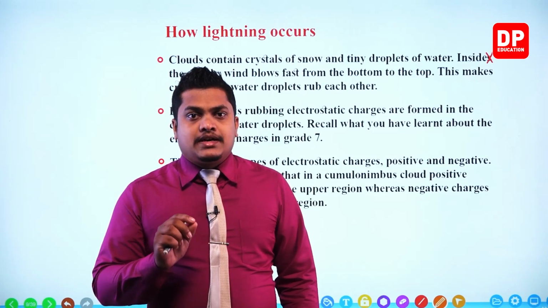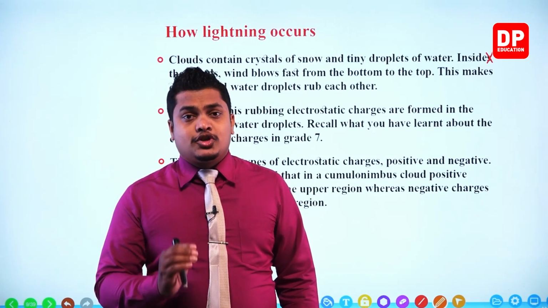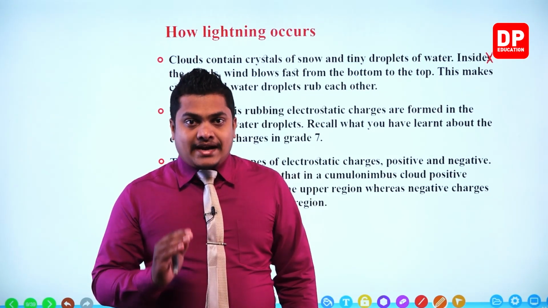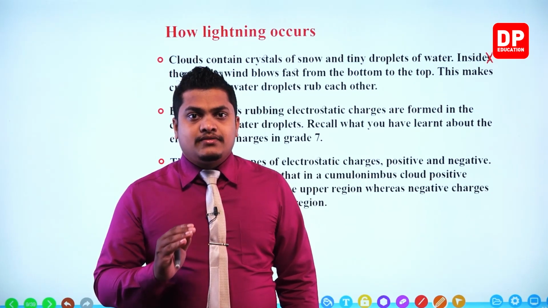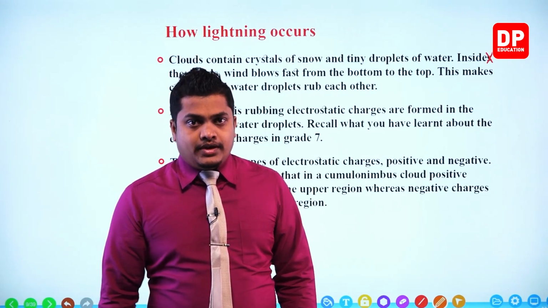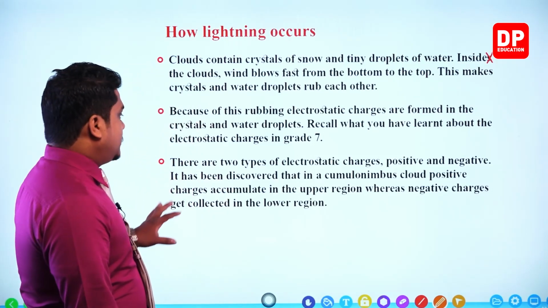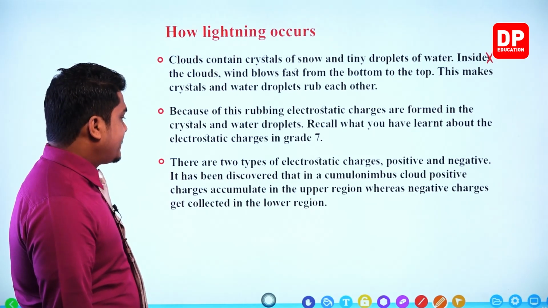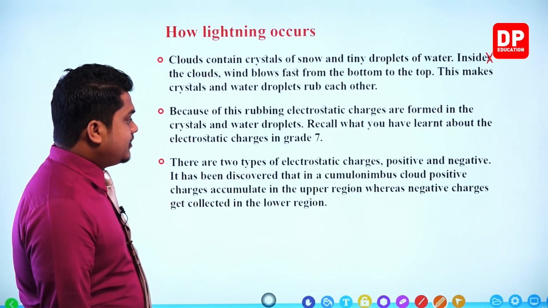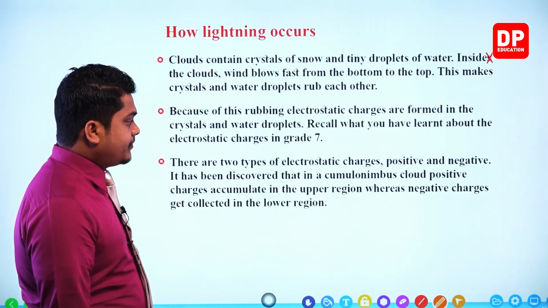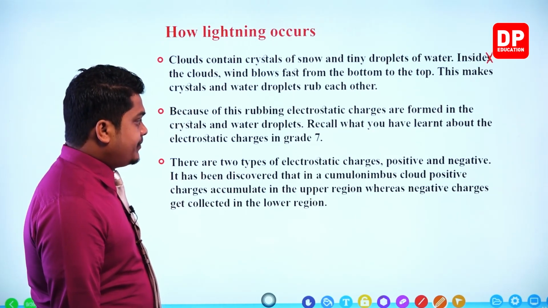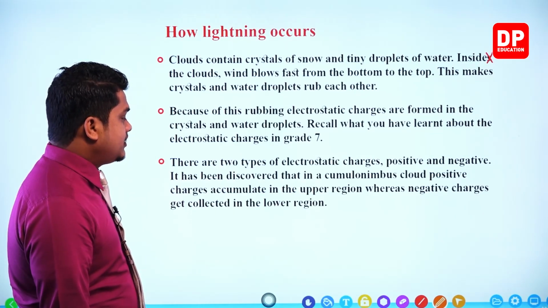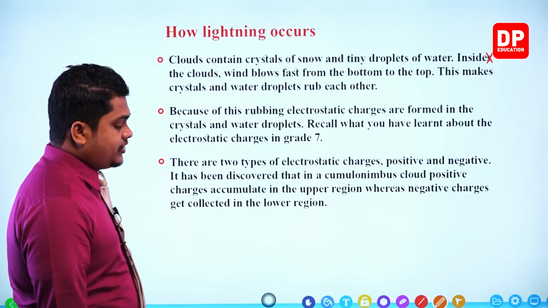So when particles are rubbed against each other, static electrical charges are generated. You already know that. These static electrical charges are the main reason for the creation of lightning as well. Let's go further. There are two types of electrostatic charges, positive and negative. It has been discovered that in a cumulonimbus cloud, positive charges accumulate in the upper region, whereas negative charges get collected in the lower region.